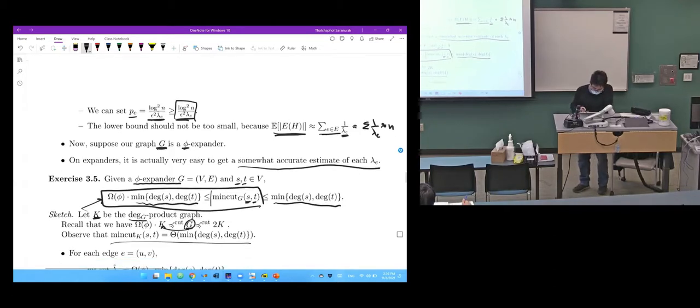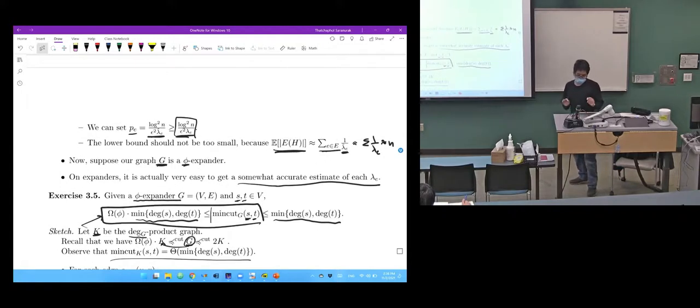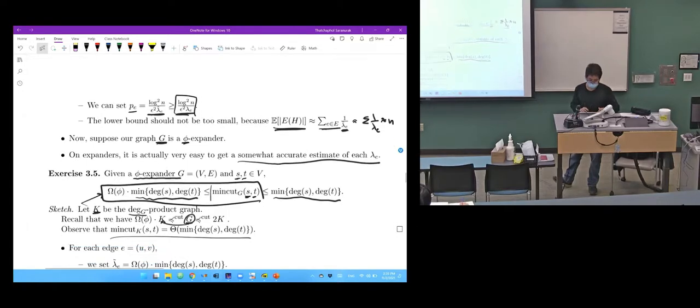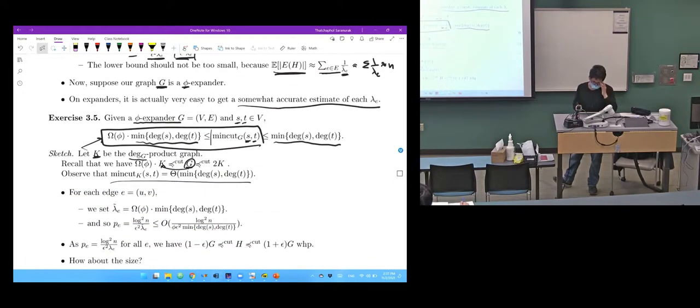The upshot is that in an expander, if you want to know the min cut between S and T, just look at the degree of the two endpoints. That's it, right? You get some crude estimate of the min cut. Which means that you can set the lower bound, tilde lambda tilde e, to be this much and set p_e according to lambda tilde e.